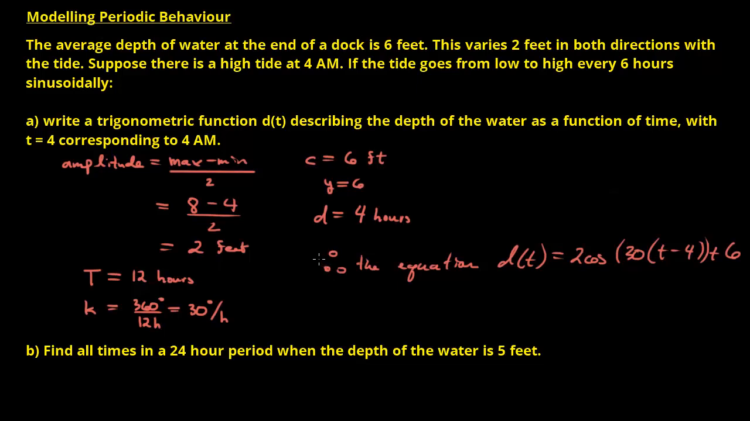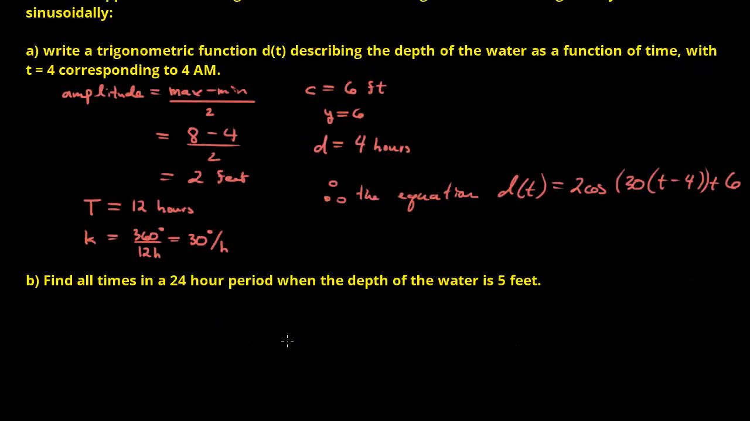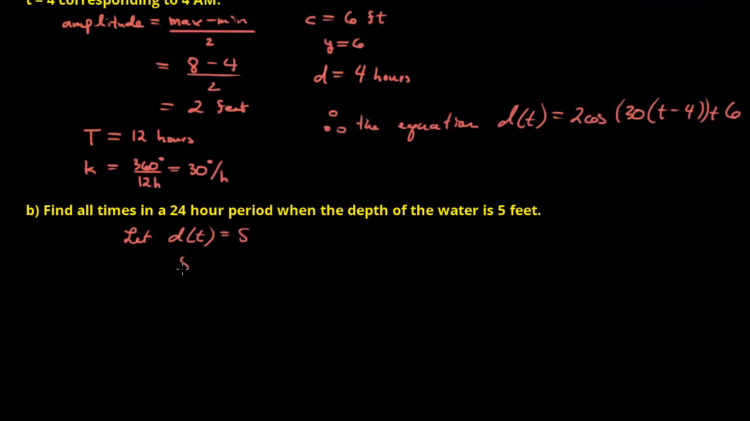The second part of this question, we're told find all times in a 24-hour period when the depth of the water is 5 feet. So what we can do here is let d of t be equal to 5, and then we've got 5 is equal to 2 times the cosine of 30 times t minus 4, plus 6. And now I can solve this equation.